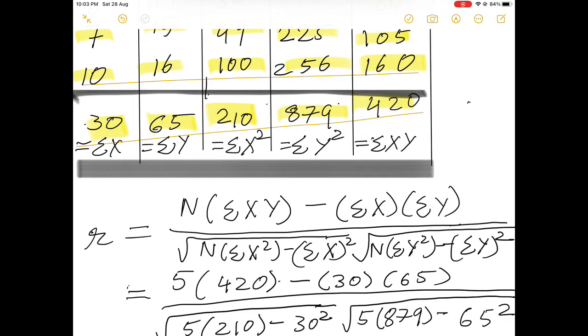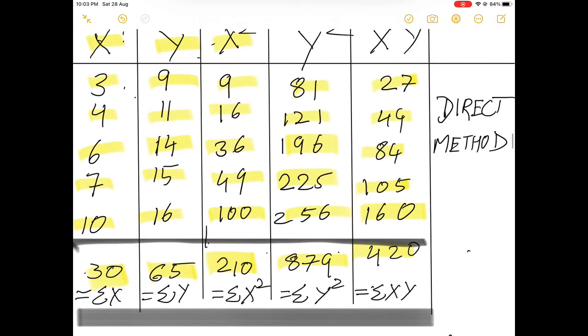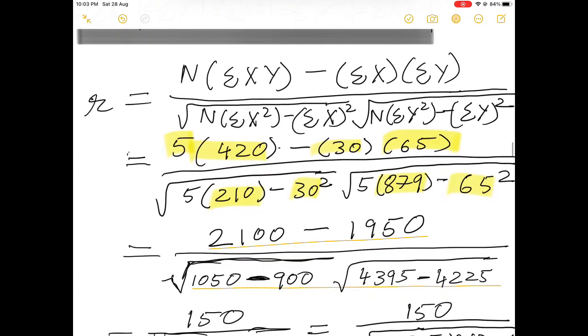So n into sigma xy minus sigma x into sigma y, divided by root of n into sigma x square minus sigma x whole square, multiplied by n into sigma y square minus sigma y whole square. Now n is 5 because we have 5 values given above. Sigma xy is 420, sigma x is 30, sigma y is 65. Similarly, in the denominator, n into sigma x square, where sigma x square is 210, sigma x whole square will be 30 square, and similarly sigma y square is 879, sigma y whole square is 65 square.